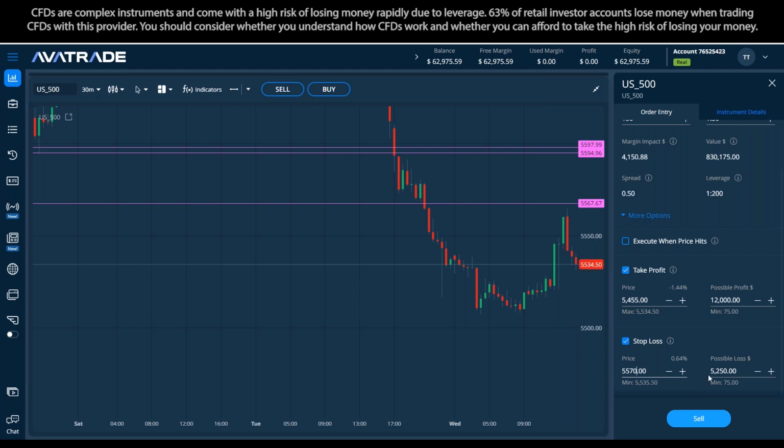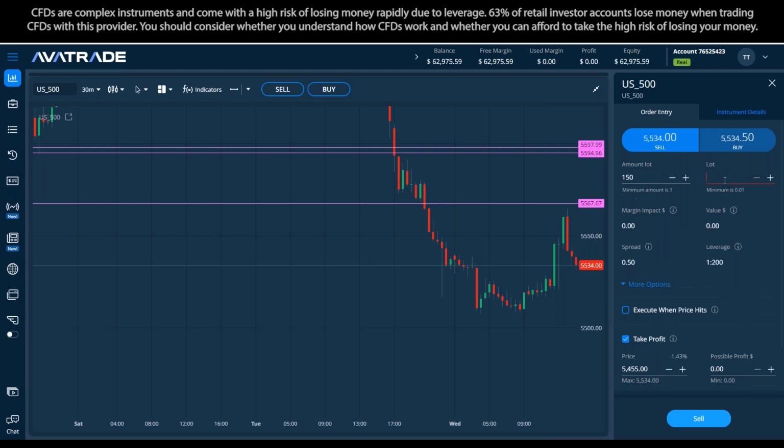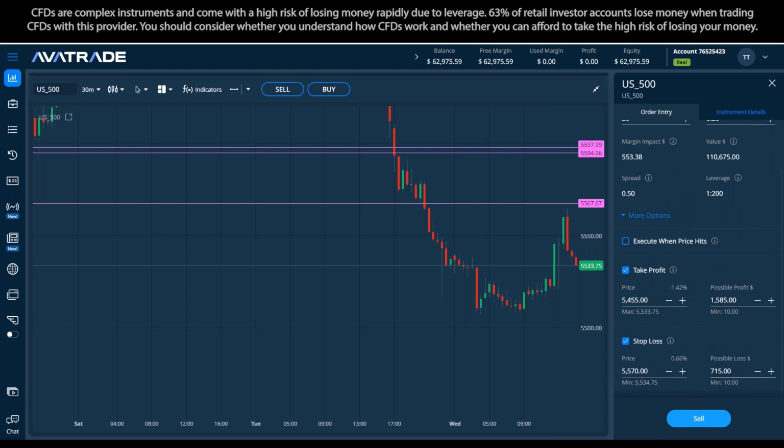Maybe I don't want to risk 5,000 though. So I adjust my trade size accordingly. So maybe I take 0.2 as a trade size. Now I'm risking 715, which is a little more than 1% of my balance. Okay, 629 would be 1% of my balance.